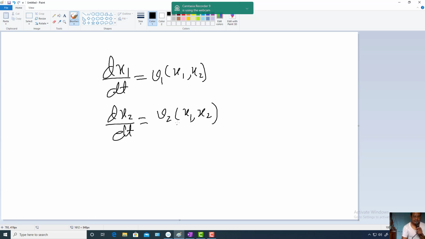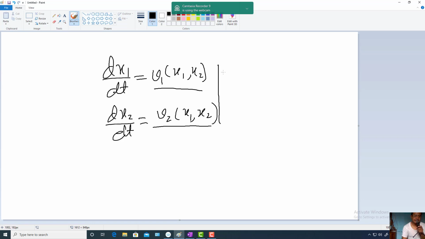But in case of a nonlinear system, we cannot apply that method straightforwardly. First we have to linearize this. What we are going to do is this: the functions v1 and v2 are functions of x1 and x2. We can use Taylor series expansion about the fixed point.